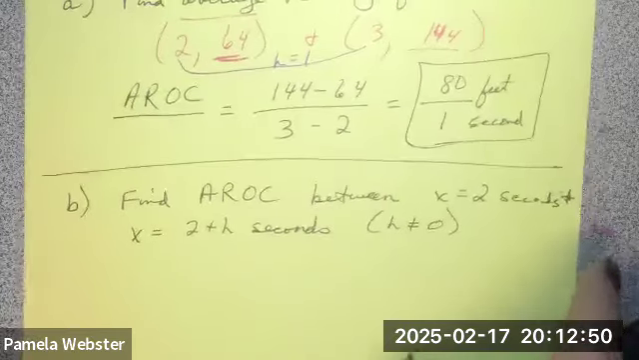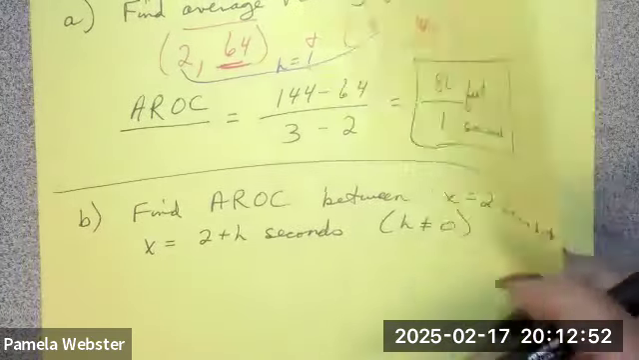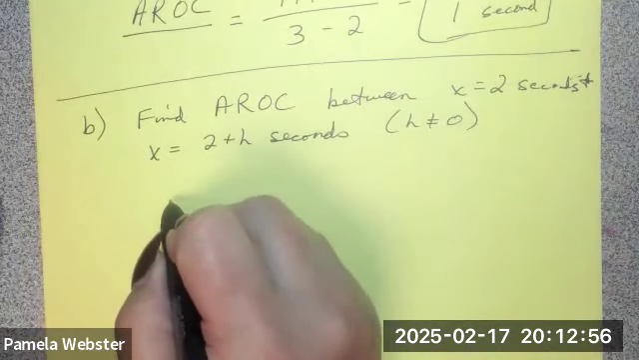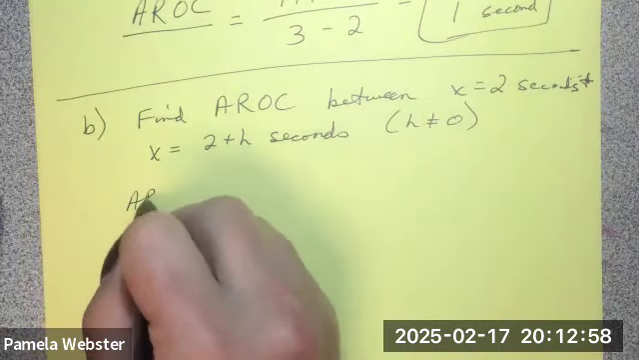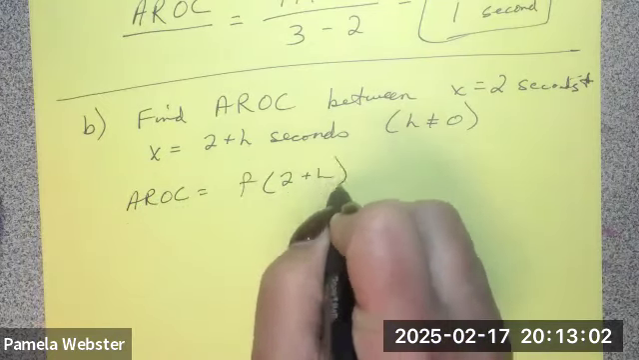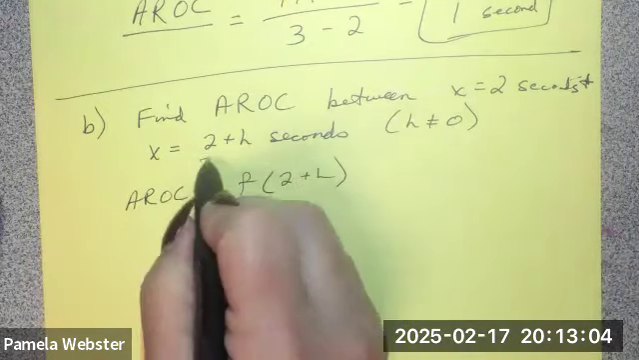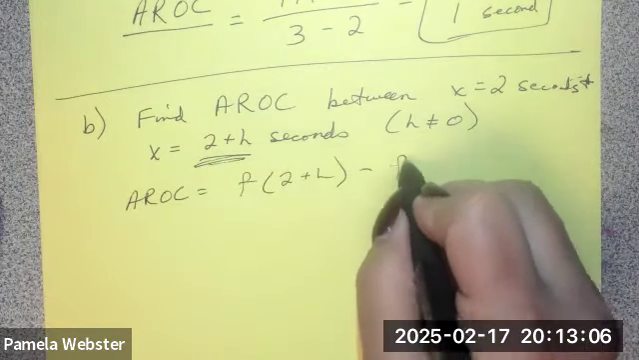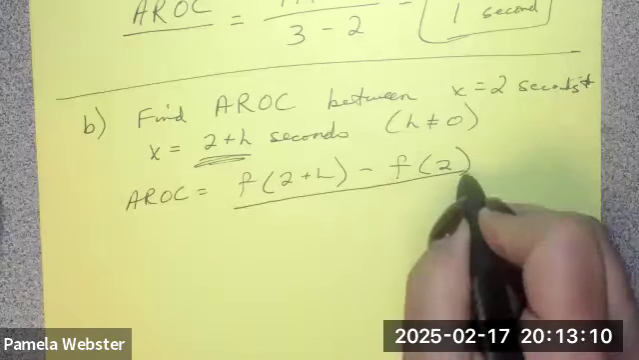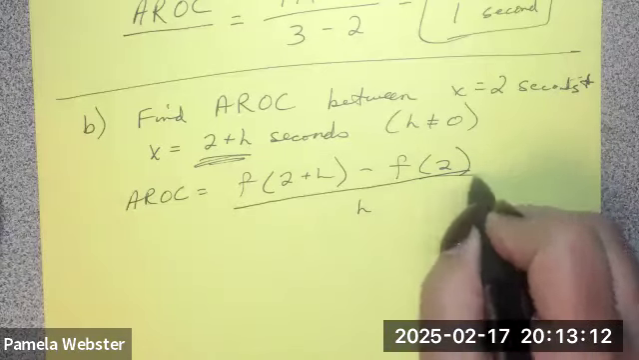We have to go to the AROC formula. It says, in this case, f of 2 plus h, because they're telling me 2 plus h, minus f of 2, we'll figure that out in a second. We already know it, over the h, right?